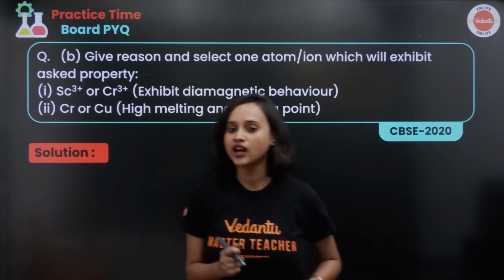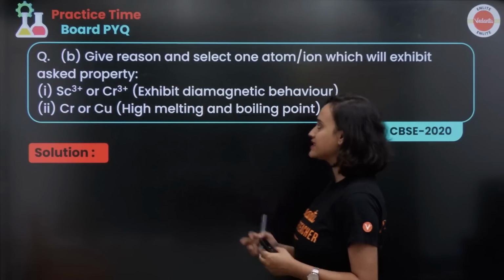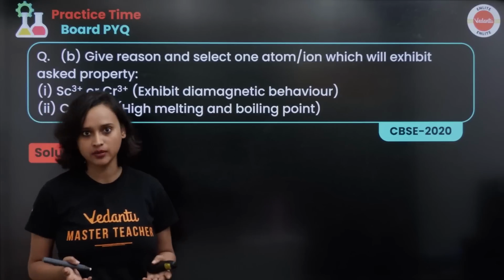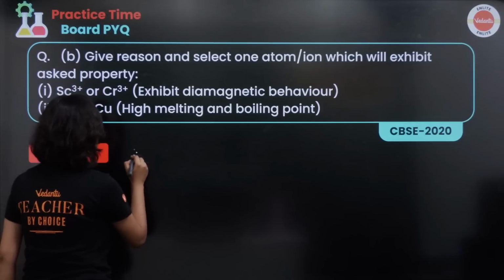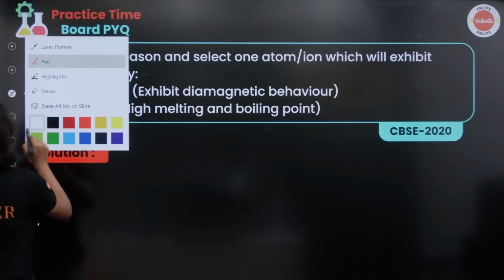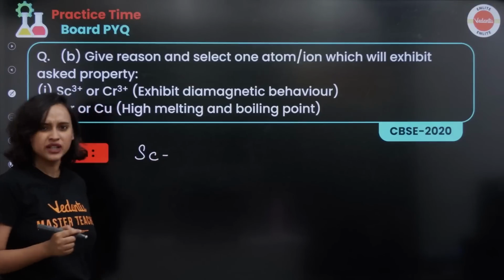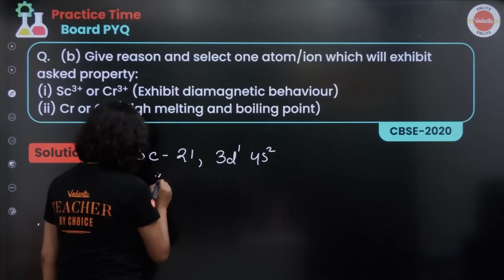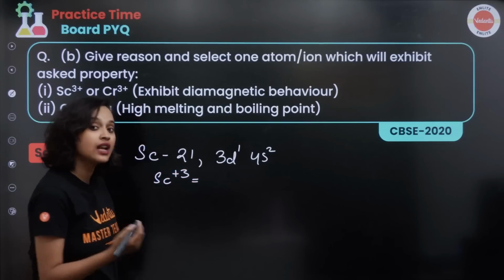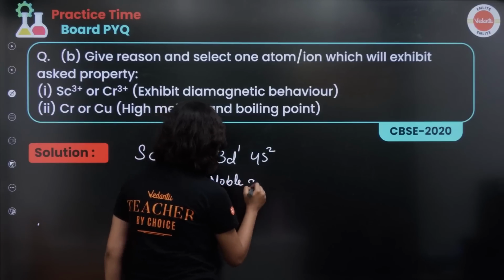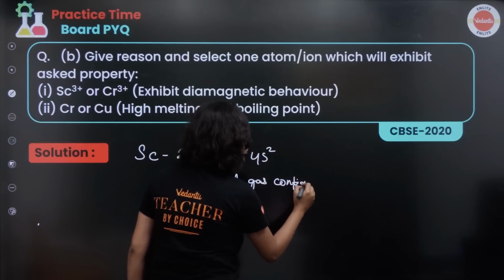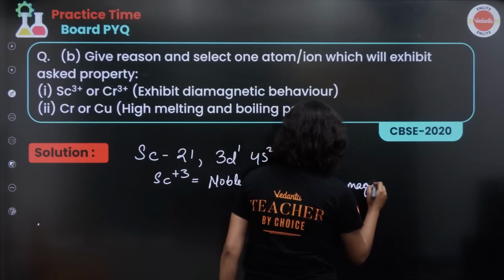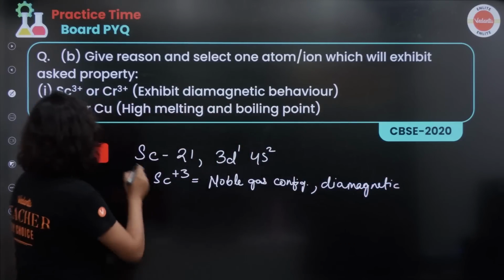Yes. All right. Now we have this question. Give reason and select one atom or ion which will exhibit the set property. Sc3+ or Cr3+, which one will exhibit diamagnetic behavior? Let's take a look. It's very easy actually. Sc has atomic number 21, so the configuration is 3d1, 4s2. Now Sc3+ will have noble gas configuration, and noble gas configuration will always be diamagnetic. So Sc3+ will be the answer.